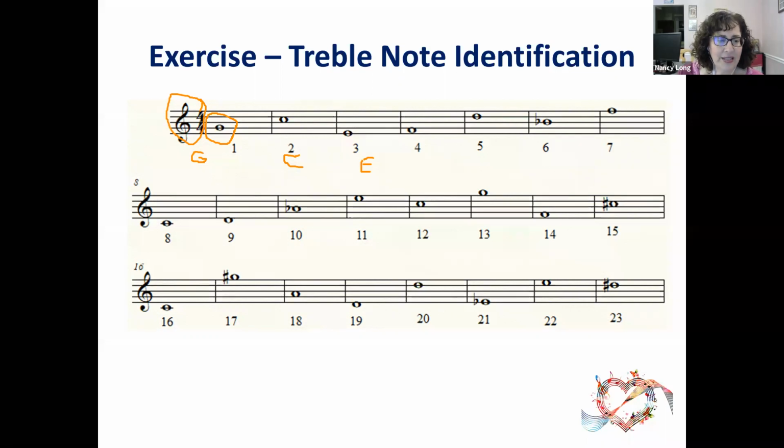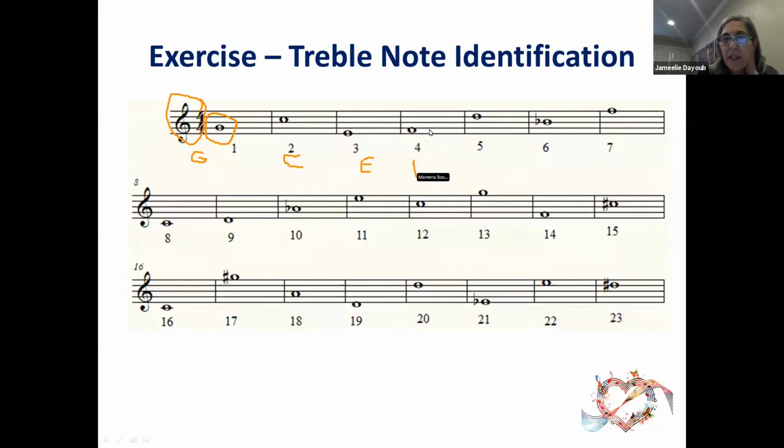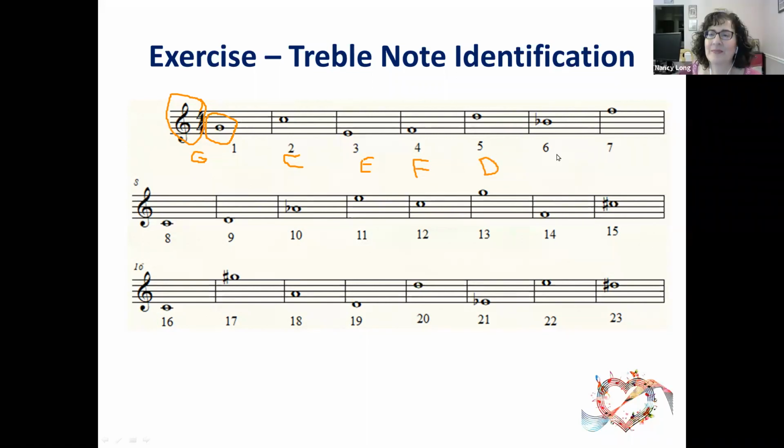Somebody else want to do another couple? Some brave soul? Okay, Jamili, go for it. The first one is F. Number 4 is F. It's F-A-C-E are the spaces. Good. Then number 5 is D, because every good boy does fine. So D here. Good. Want to do one more? Oh, I'll do one more. 6 is B, every good boy flat, B flat. So a half step below.